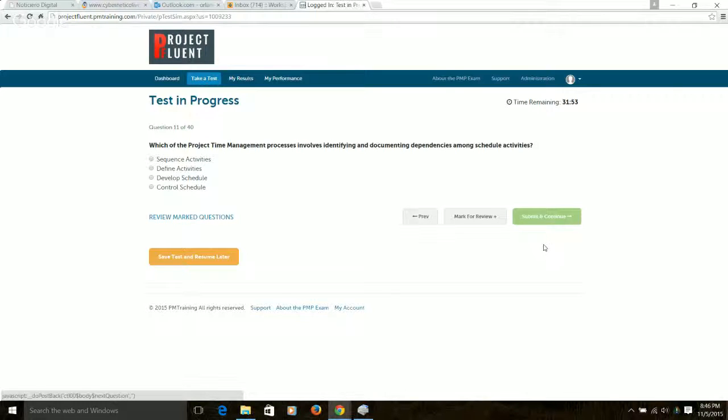Which of the project time management processes involves identifying and documenting dependencies among scheduled activities? Okay. So option A is sequence activities. Option B is define activities. Option C is develop the schedule. Option D is control the schedule.